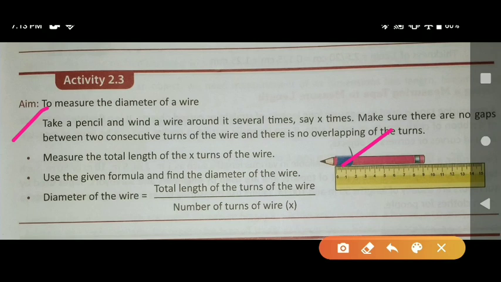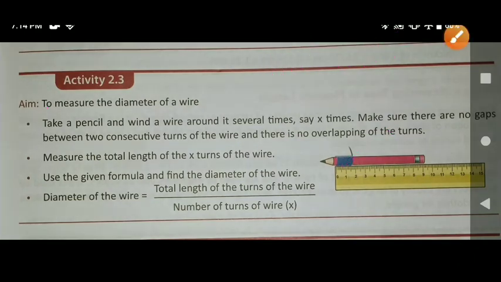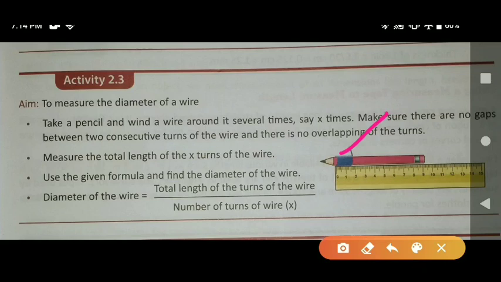Okay, make sure there is no gap between two consecutive turns of the wire and no overlapping. We have to wrap it in a way that there is no gap and no overlapping on the pencil, like this. Measure the total length of the x turns of the wire.